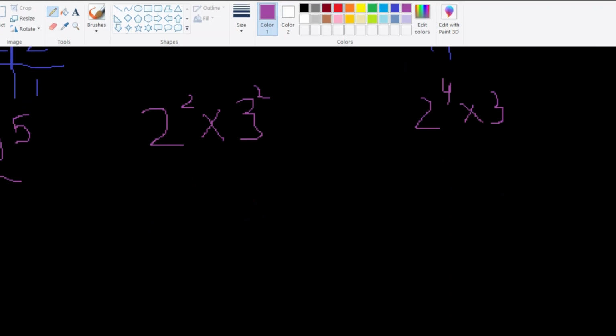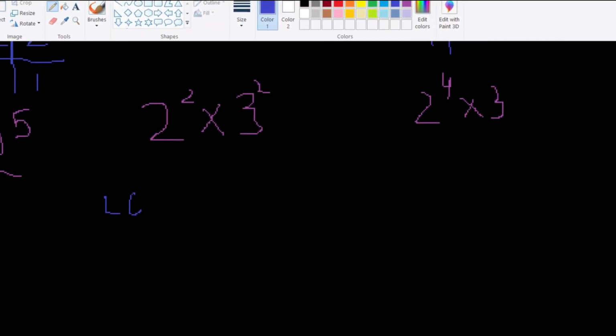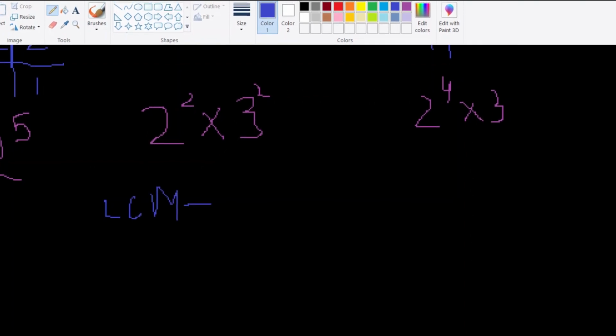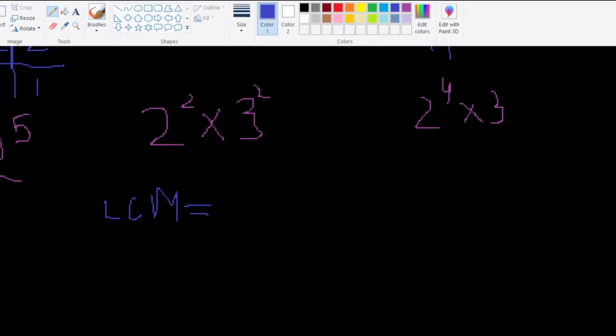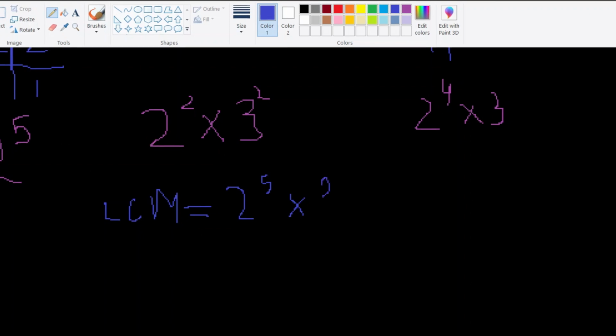Now you have to find the LCM, right? To find the LCM, you take the highest power of each integer. There is 2. It has 2 raised to power 5 here, 2 raised to power 2 here, 2 raised to power 4 here. The highest one is 2 raised to power 5. So let's write 2 raised to power 5. Next we have another integer, that is 3. There is 3 raised to power 1, and then there is 3 raised to power 2. We'll go with the higher one, 3 raised to power 2.